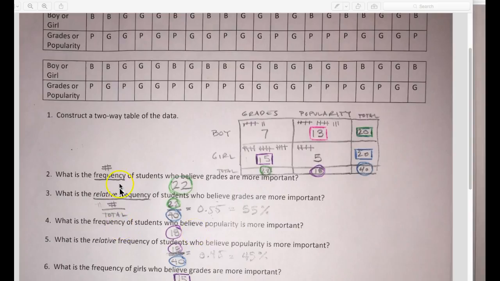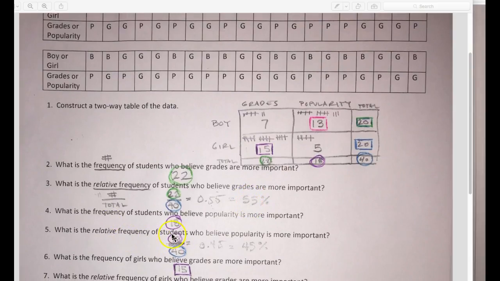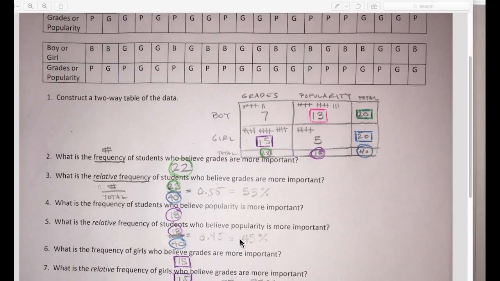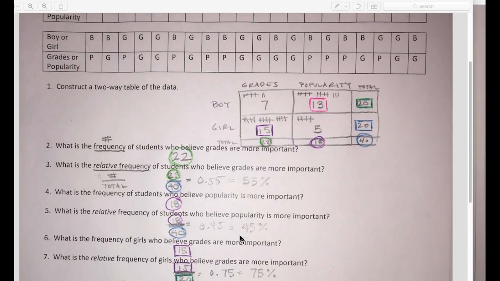The frequency, remember again, frequency is the number of students that think popularity is more important, that's 18. And that makes sense because if 22 people think grades are more important, there's 18 left that think popularity is more important than grades. And those two numbers add up to 40. The relative frequency is that same number, the frequency over the total number of students. So it looks like 45% think popularity is more important. And that makes sense again. If 55% think grades are more important, the other 45% think popularity is more important. They're only given a choice between these two things, so it's either or. There's nothing else. So the relative frequencies have to add up to 100%.